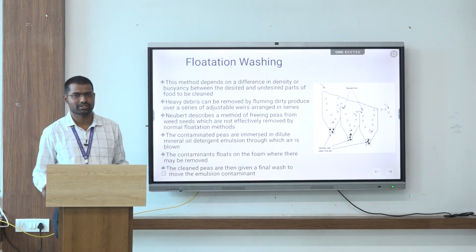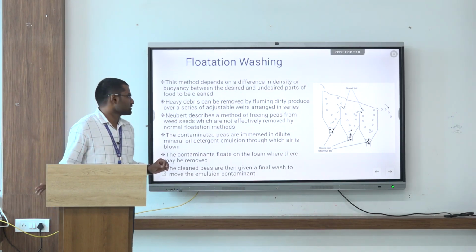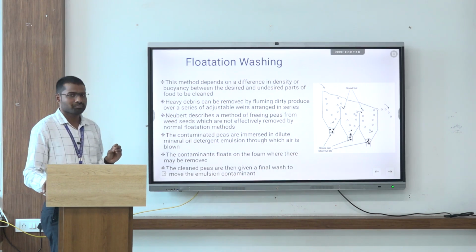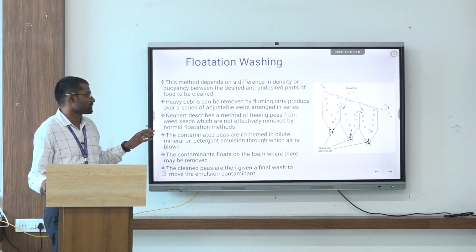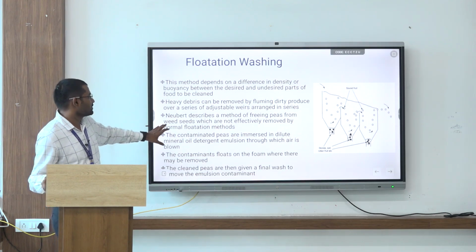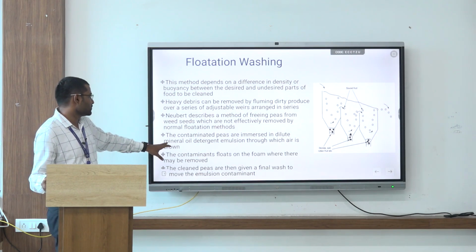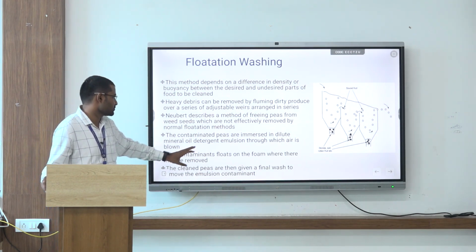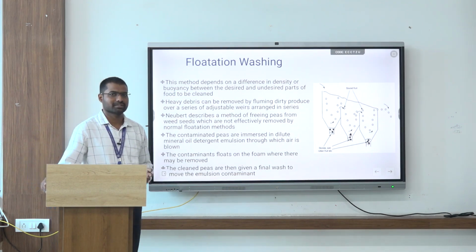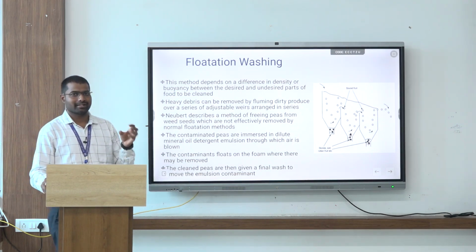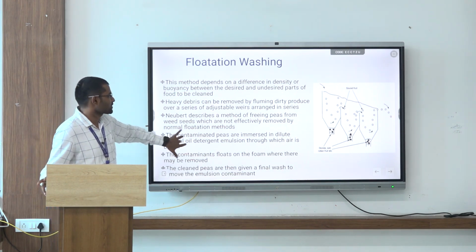In that case the flotation method is used, where the raw material is very small, like peas. If you want to clean peas, you can use flotation cleaning, where dilute oil, mineral oil, or detergent emulsion is used through which air is blown, so that there is formation of foam, and whatever contaminant is present will be trapped in this foam and the foam can be removed. So that is the flotation washing method.